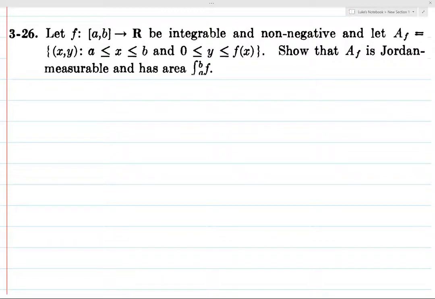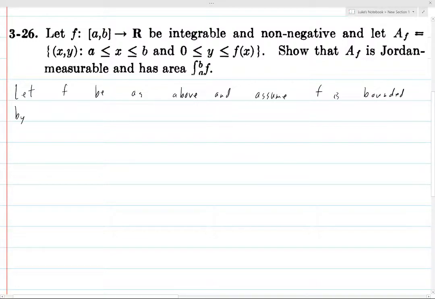The downside here is that there's something missing from this problem statement. So let f be as above and assume f is bounded by m. Because the issue is that we can't find the area of AF.